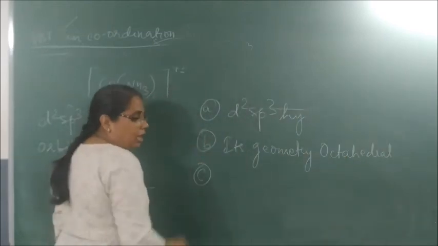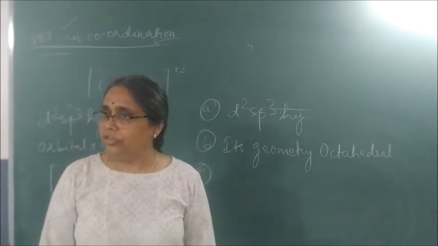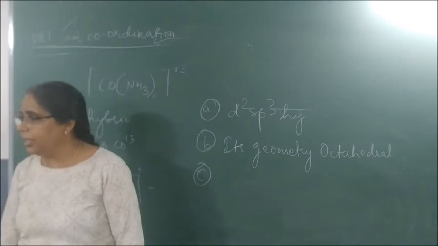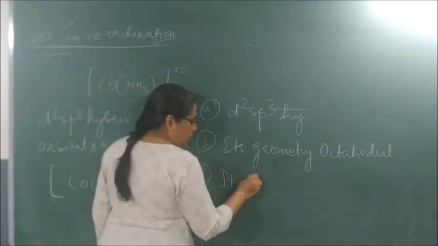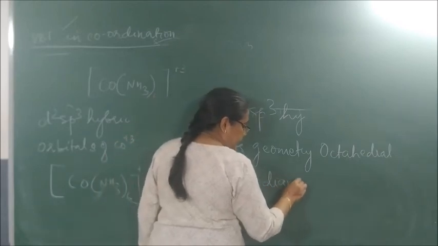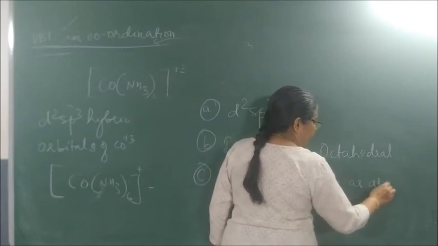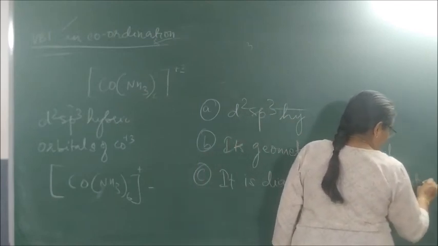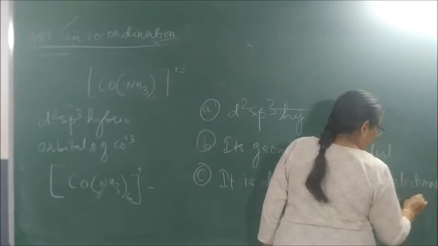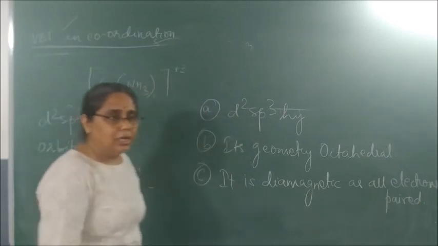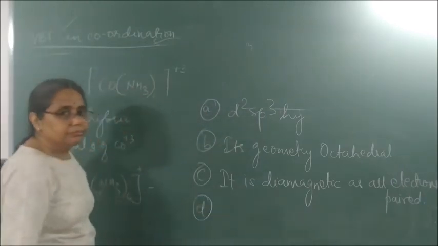Third, are all the electrons paired? In the final Co(NH3)6 3+, are all the electrons paired? Yes. So what complex is it? It is diamagnetic, as all electrons are paired. Which d orbital is used?